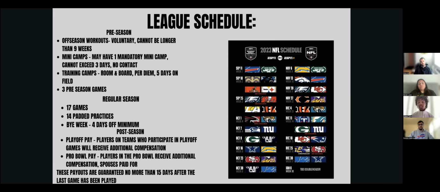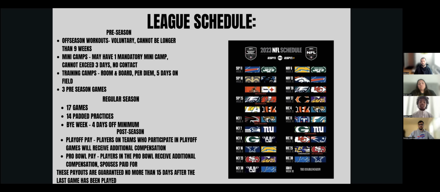The preseason consists of 3 games over 4 weeks, with each team receiving a bye. Moving on to the regular season, it is an 18-week schedule, but each team plays 17 games and is given one bye week. In this bye week, they must have a minimum of 4 days off to ensure they're getting their necessary rest. During the season, they have capped it at 14 padded practices, which must be completed within the first 11 weeks of the season, just to make sure that they aren't doing too much.